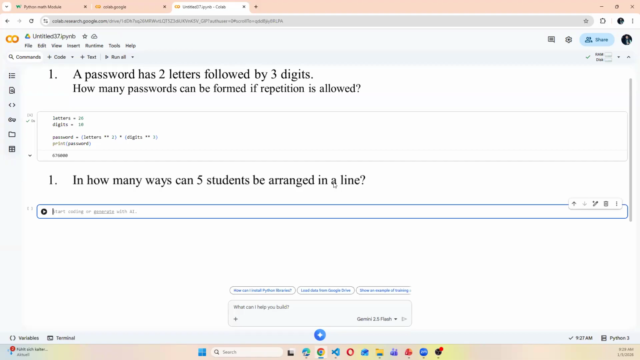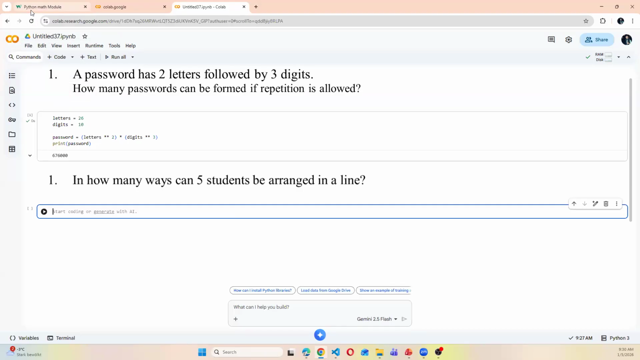If I say arrangement of students, because it says in how many ways we can have them in a line, it's not choosing or something. We are just going to arrange them. So for this one I will use math.